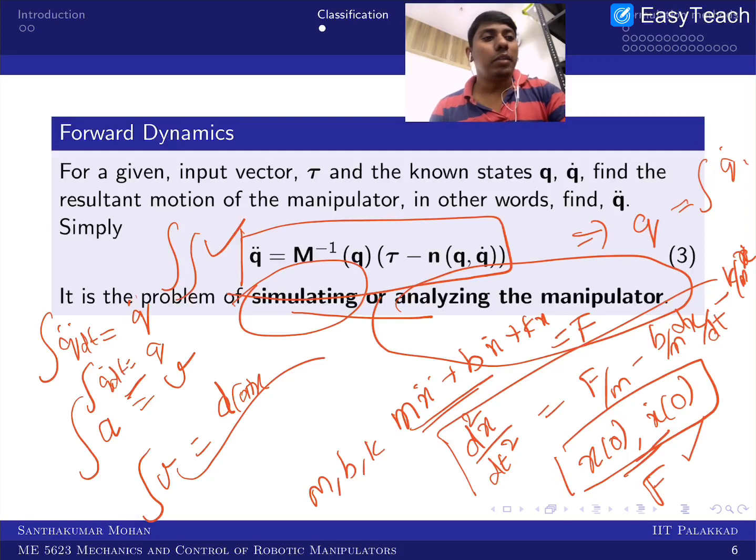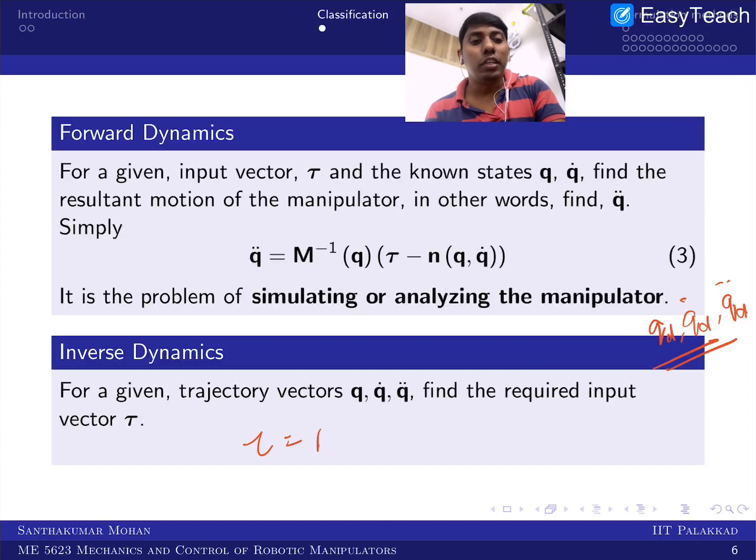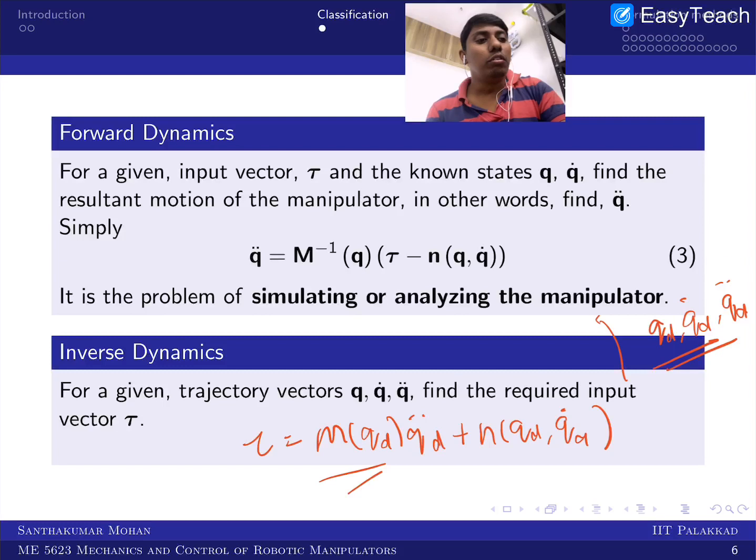So I'm trying to take that as forward. Now this is nothing but forward dynamics. Whereas now I have everything: Q desired, Q desired dot, Q desired double dot. In the sense, I know my desired position, velocity and acceleration. So I am substituting this: M of Q desired times Q desired double dot plus N of Q desired, Q desired dot. I know this is the desired value, and I am seeing what action I need to give to get it.